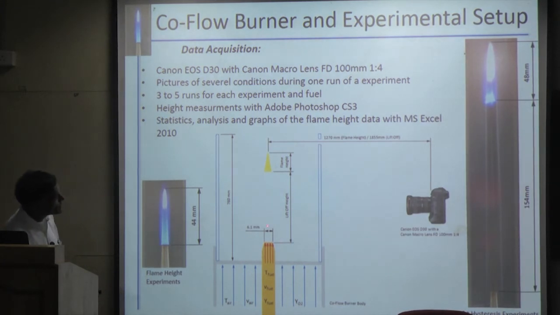Okay, that just tells you how we did the experiments. I had a camera looking through that for the height measurement. Anyways, that's just some details of how the experiment was carried out.